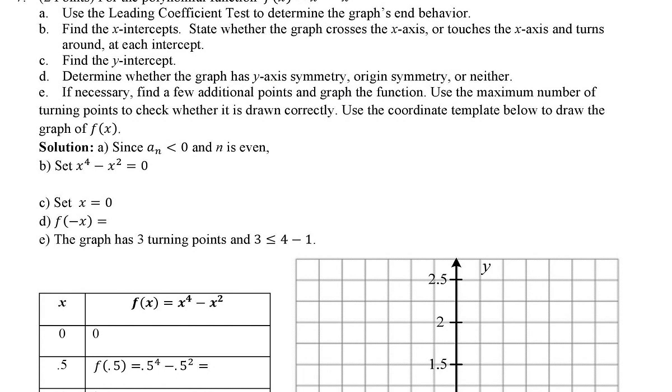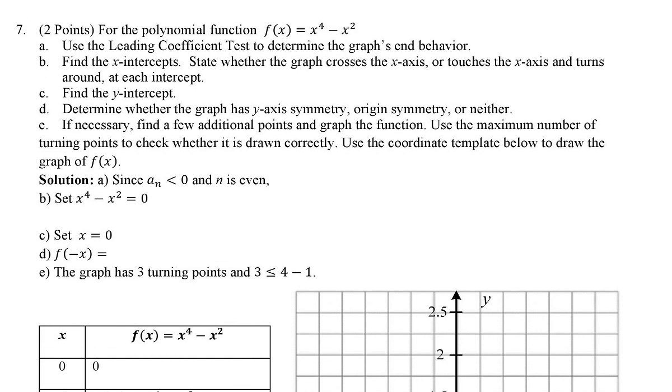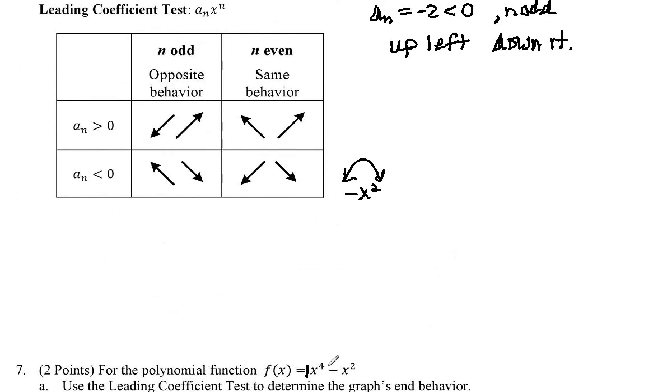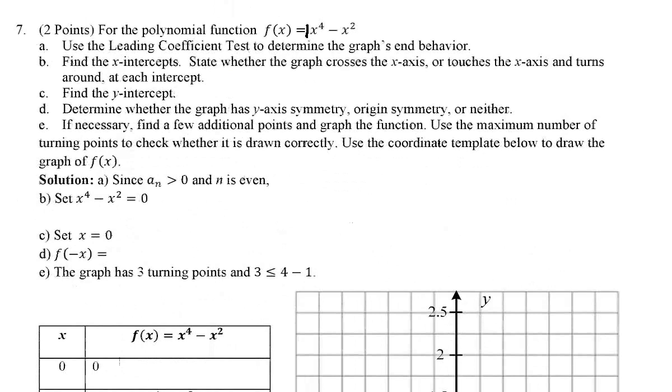So part A, leading coefficient test. So our leading coefficient is 1 because it's 1x to the 4th. Okay, so that means that if we go back up into our table, our n is 4, which is even. So we're in this column. And this is our a sub n. Our leading coefficient is 1, which is greater than 0. So we were in this first row. So it goes up left and up right. Okay, so a sub n is greater than 0, n is even. So we rise left and right.